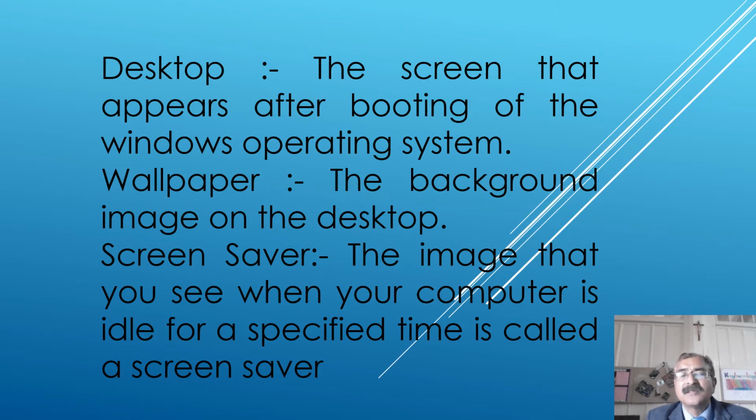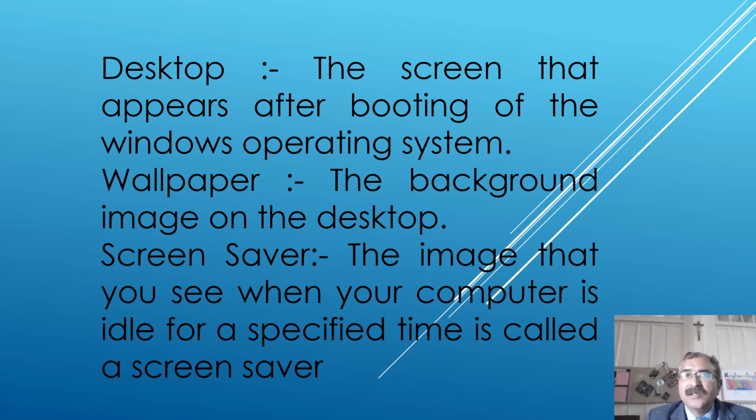Now there are certain terms in Windows, so I'll tell you about that. Now desktop. What is a desktop? The screen that appears after booting of the Windows operating system, that is called desktop. When you start your computer, booting will start your computer, the screen that appears on your computer is called desktop. And then on the desktop you have icons.